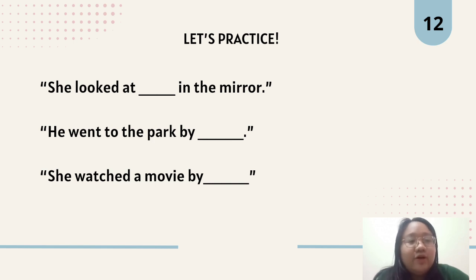Now, let's practice. I want to hear anyone in the class answer the exercises that I will show on the screen. Okay, as for number 1, Mr. Reyes. Okay, very good. She looked at herself in the mirror. You got it right. Next, Mr. Perez. Okay, very good. He went to the park by himself. Last, let's hear it from Miss Flores. Okay, very good. She watched a movie by herself.